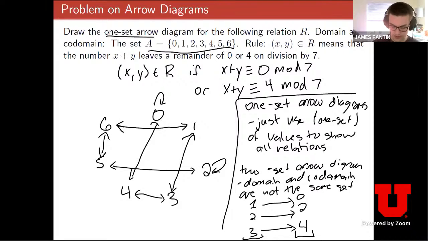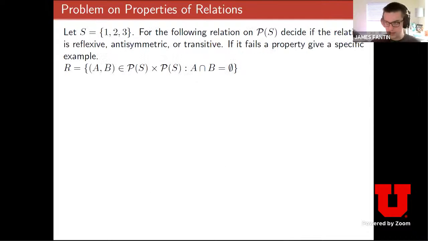Awesome. So let's go to this next problem. This is a problem on relations. We've got this set S, {1, 2, 3}, and we're going to look at relations over the power set of S, and decide if this relation is reflexive, antisymmetric, or transitive. If the property fails, then we're going to give specific counterexamples. If the property is true, you don't need to prove it. But if you believe the property is not true, show a specific counterexample as to why it fails to hold.